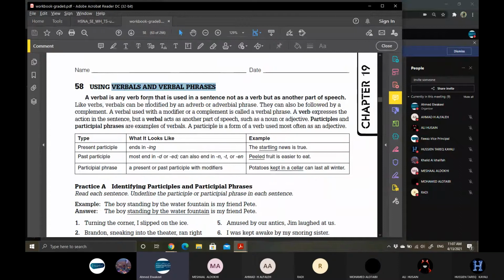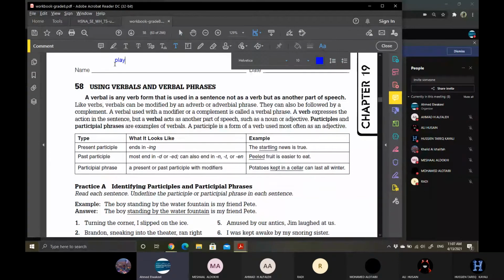Verbals and verbal phrases are forms that are used in a sentence as a verb, but as another part of speech. So, simply when I bring any verb and add ing to it, like the verb play, for example, and put ing. So I say playing is my best time, for example, or favorite game.